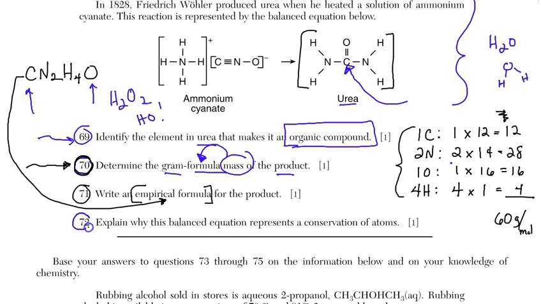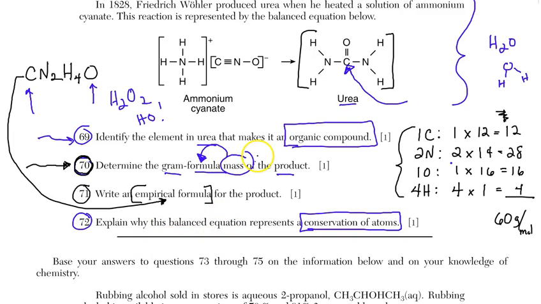72. Explain why this balanced reaction represents a conservation of atoms. So all chemical reactions have to have a conservation of atoms. And conservation of atoms means we don't destroy atoms. We do not make new ones. We just recycle ones from one side to the other. We just kind of pull them apart and put them back together. So there's no creation of atoms, there's no destruction of atoms, and that's why we put coefficients to do that.